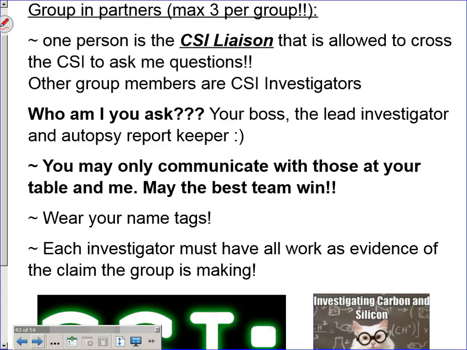Okay, so I'm your boss. I am the keeper of the autopsy report, and the autopsy report has spelled out exactly how he died, but I need your investigation to be complete first before we can fulfill that. So communicate with people at your table that you choose. I don't have name tags for you today. So maximum 3 groups of 3 people per group, and come and grab an investigation from me. Let's roll. Come to the lab station.